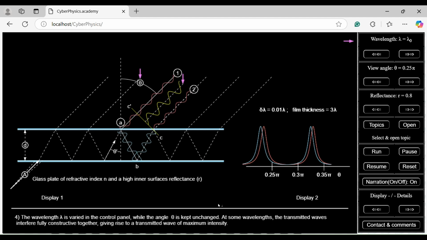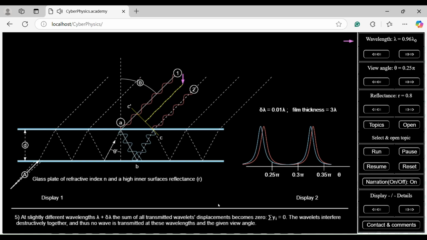Wavelength lambda is varied in the control panel, while the angle theta is kept unchanged. At some wavelengths, the transmitted waves interfere fully constructive together, giving rise to a transmitted wave of maximum intensity. At slightly different wavelengths, the algebraic sum of all transmitted wavelets' displacements becomes zero. The wavelets interfere destructively together, and thus no wave is transmitted at these wavelengths and the given view angle.